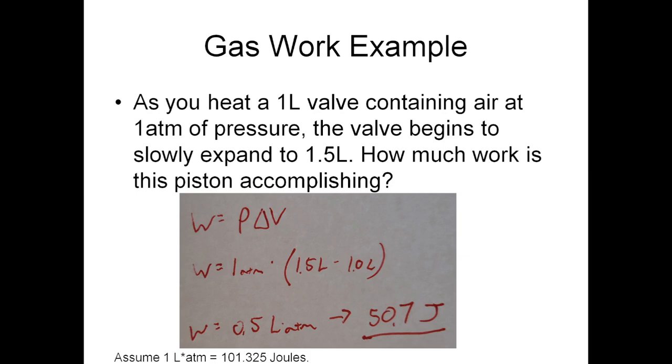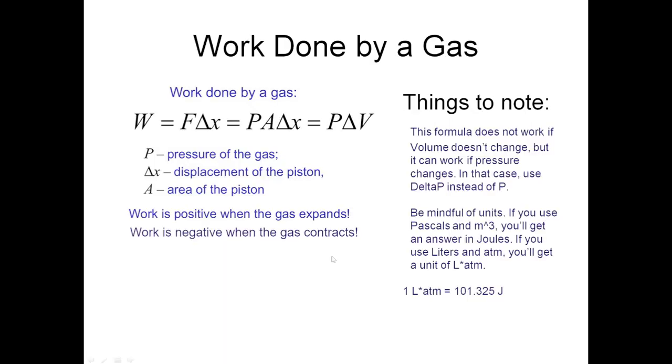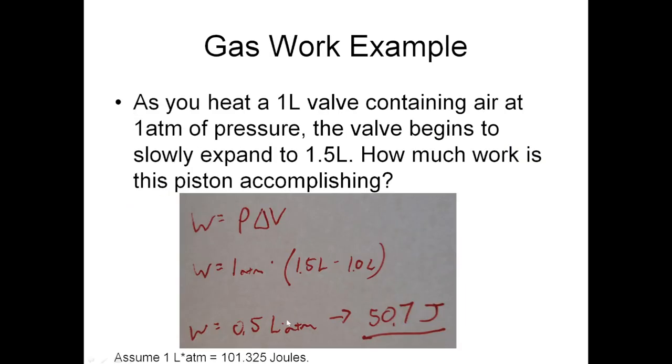If you plug in liters and atmospheres, you won't get joules, you'll get liter atmospheres, which is a weird unit. It feels kind of weird to say. It is possible to convert liter atmospheres into joules. I've got the conversion listed down here and on the previous slide. 1 liter atmosphere is equal to 101.325 joules. And so, in summary, if we were to convert our 0.5 liter atmospheres into joules, we'd have 50.7 joules. So that's how much work this particular system does in units of joules.